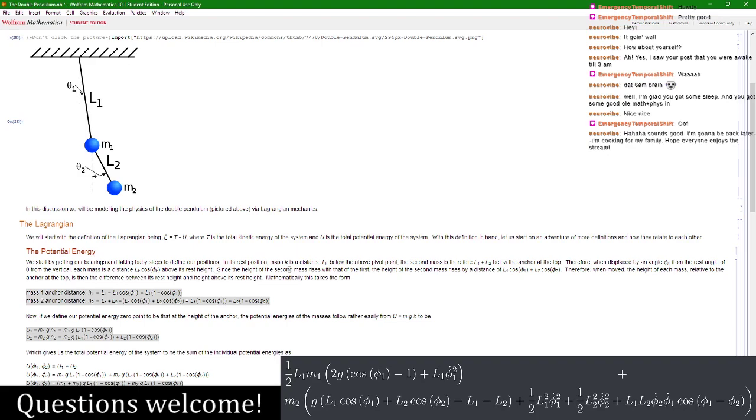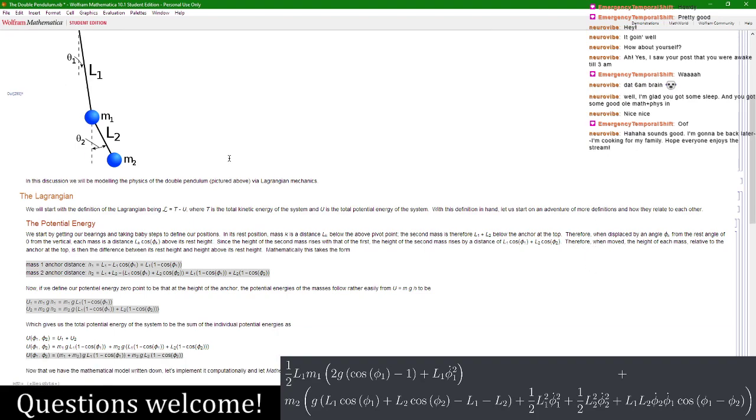But if we turn our attention specifically to the second mass, if the first mass rises, then so does the second mass, even if it doesn't do anything. Since the second mass rises with the first, the height of the second mass rises by L1 cosine phi 1, the amount mass 1 has risen, plus the amount mass 2 has risen, L2 cosine phi 2. In a sentence, the amount that the second mass has risen from its rest height is L1 cosine phi 1 plus L2 cosine phi 2.